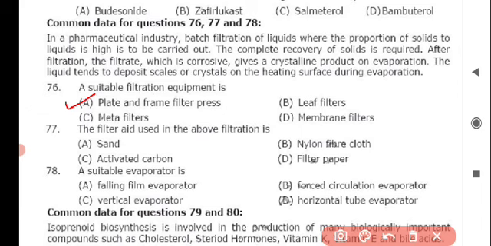Next question for this statement, the filter aid used in the above filtration is, and the correct answer is option A, sand. Next question is, a suitable evaporator is, and the correct answer is option A, falling film evaporator.